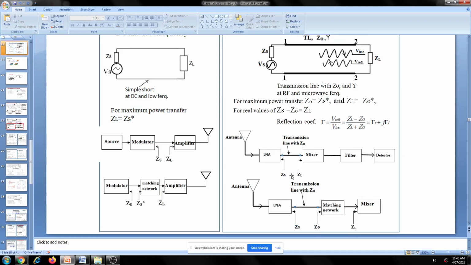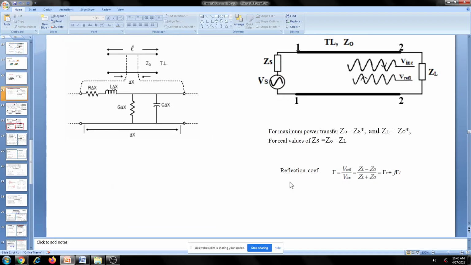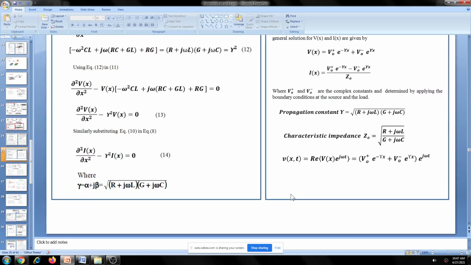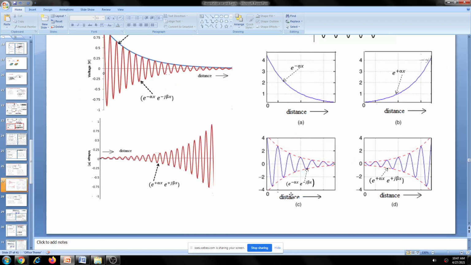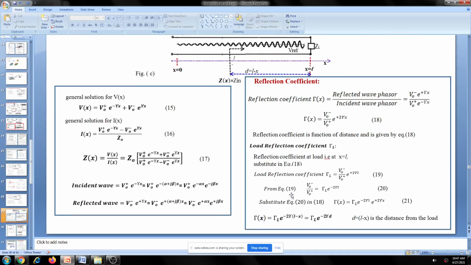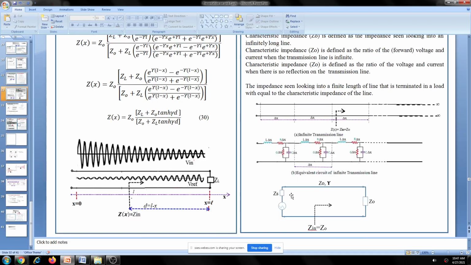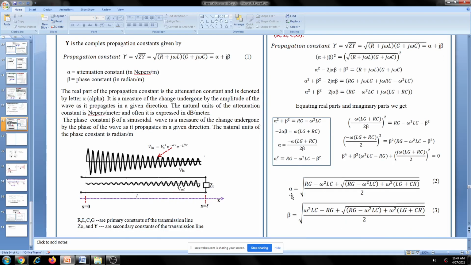That's why this propagation constant is what we are considering here. At high frequency, we must consider alpha and beta. At low frequencies, they are not considered at all; they are neglected. But we cannot neglect them at RF and microwave frequencies.